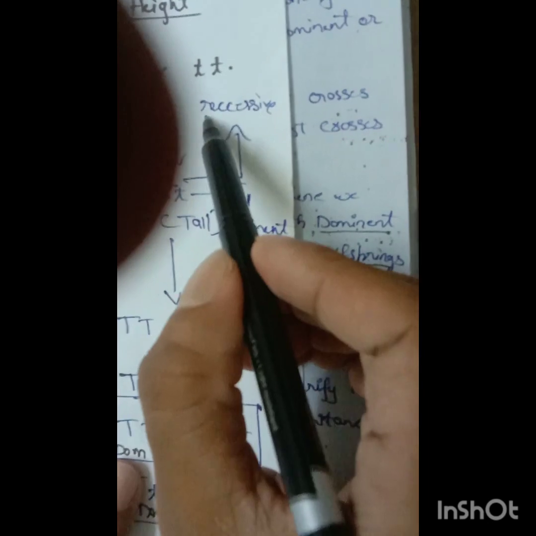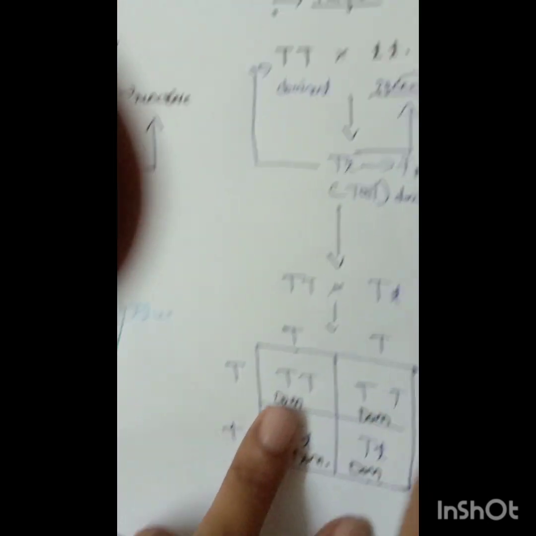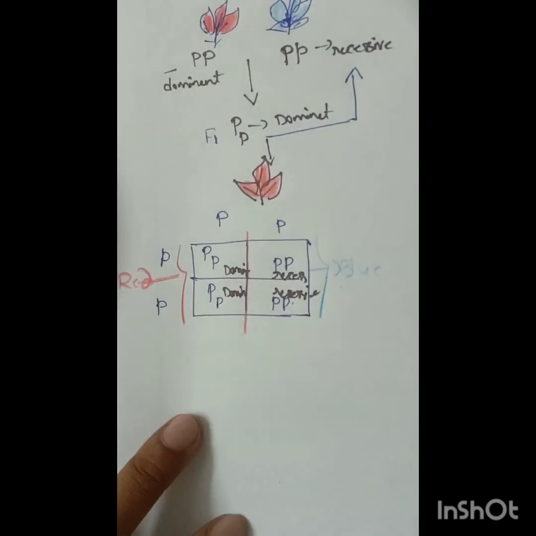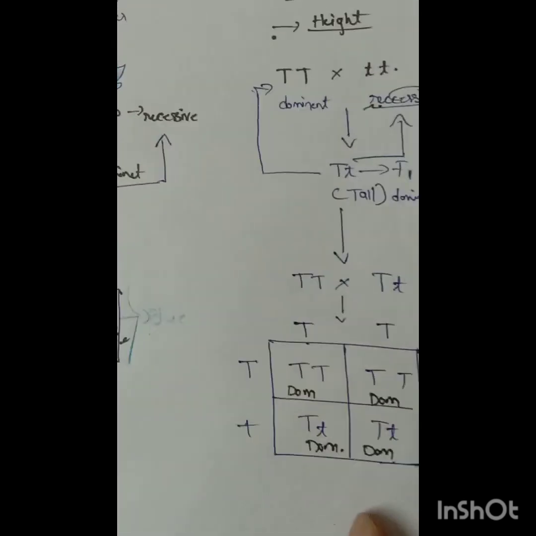When we cross with the recessive parent, this cross is similar to a test cross. This is the difference between the test cross and back cross.